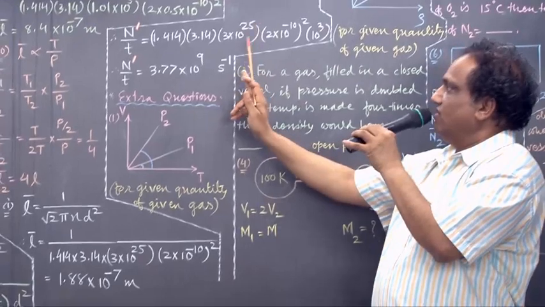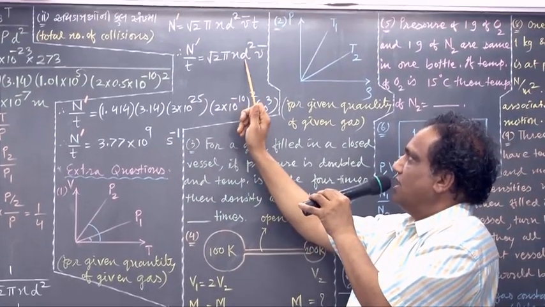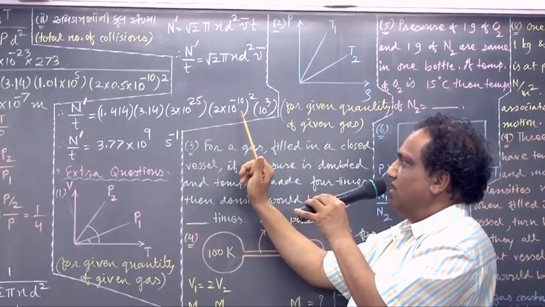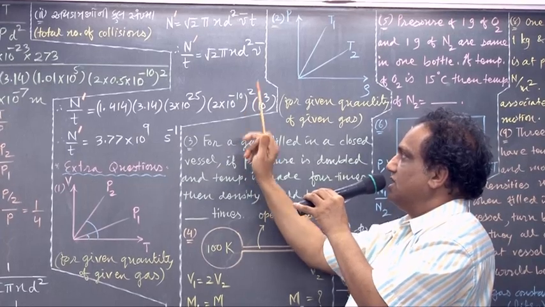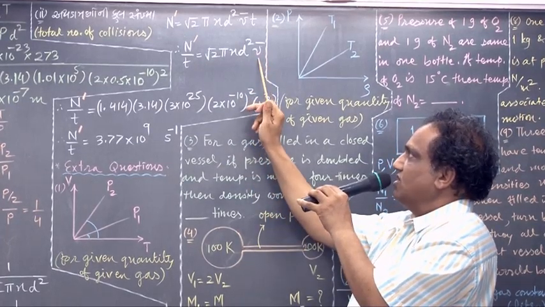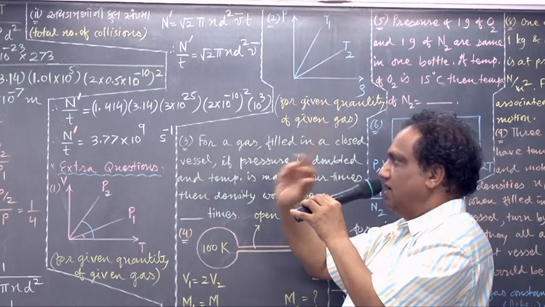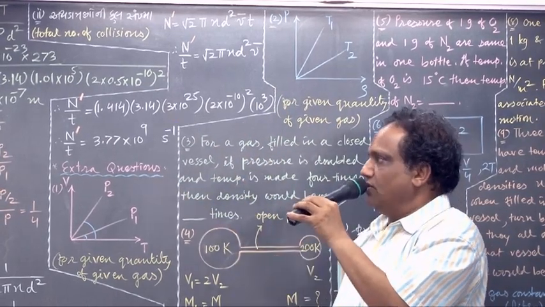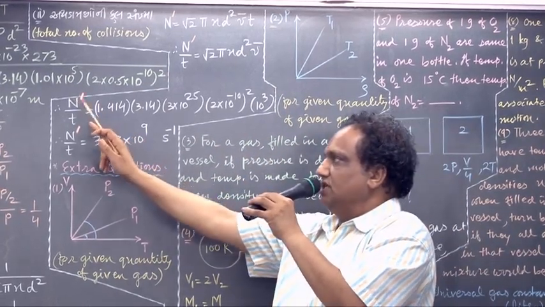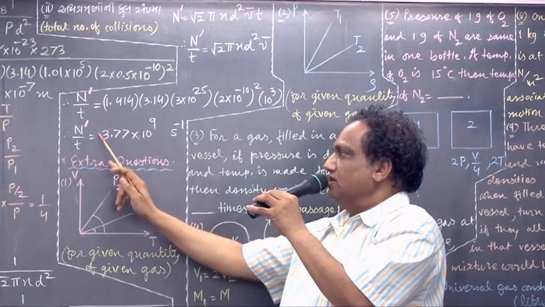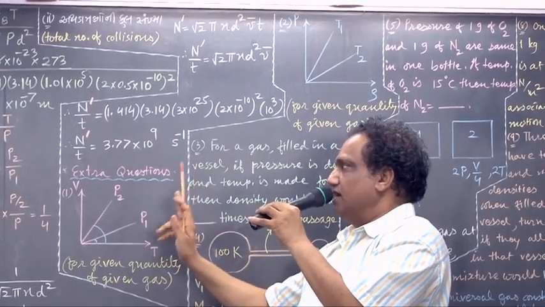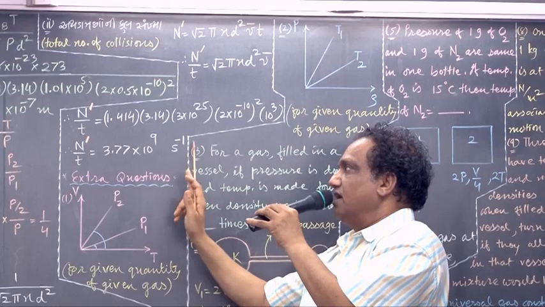Now root 2 pi value is written, n is 3 into 10 raised to 25 molecules per meter cube. Diameter 2 angstrom, converted into meter, multiplied by 10 whole square. V bar is the average speed, which is given as 10 raised to 3 meter per second. All the values are in SI unit. So these many collisions per second is the answer. Per second is second inverse.